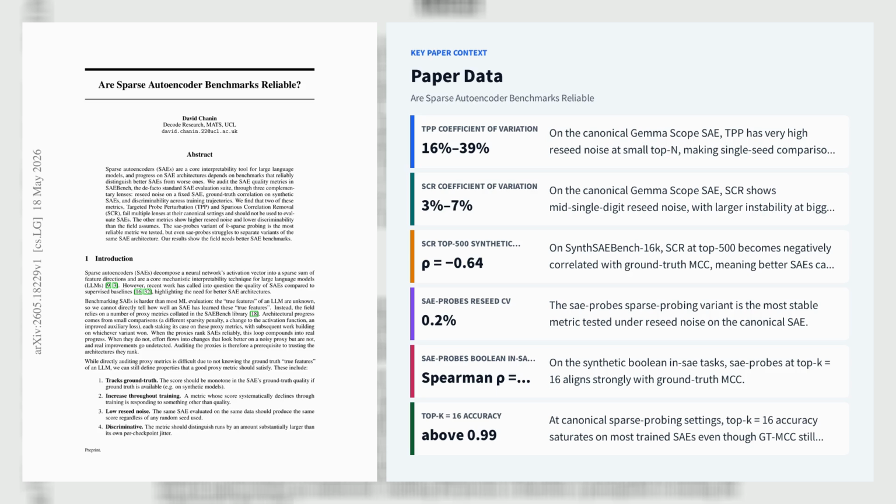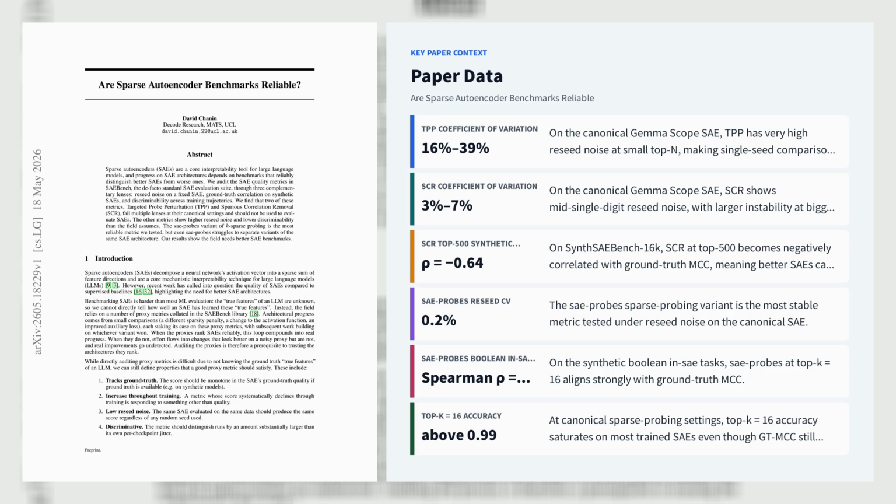The paper shows that targeted probe perturbation, TPP, and spurious correlation removal, SCR, fail basic sanity checks at canonical settings. TPP often has 16 to 39 percent coefficient of variation at small top-n and can worsen as training proceeds, while SCR reaches 3 to 7 percent CV and becomes negatively correlated with ground truth at large top-n. On the synthetic panel, SCR top 500 flips to rho equals negative 0.64 versus ground truth MCC.